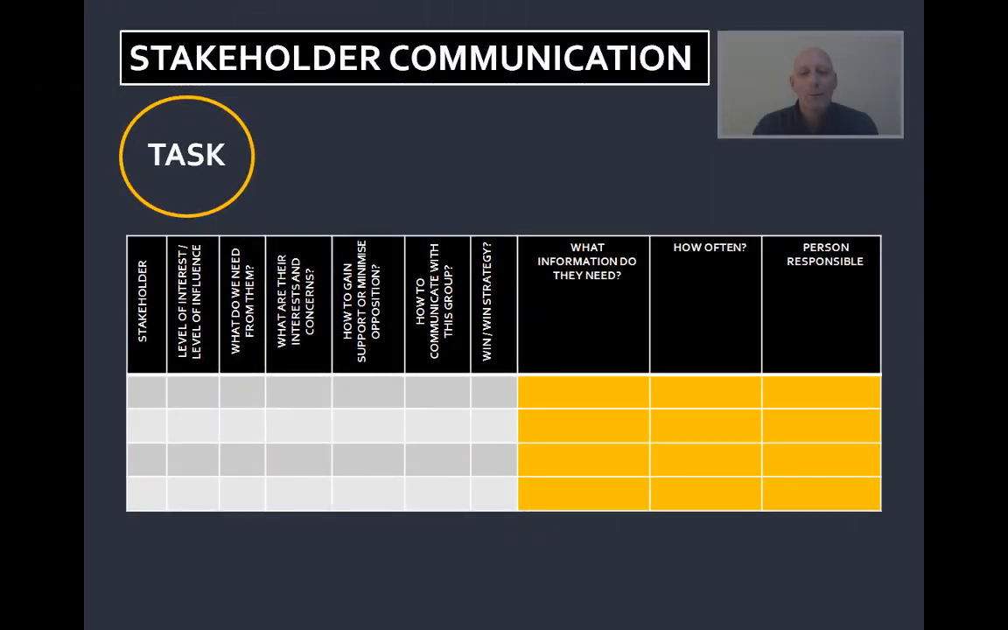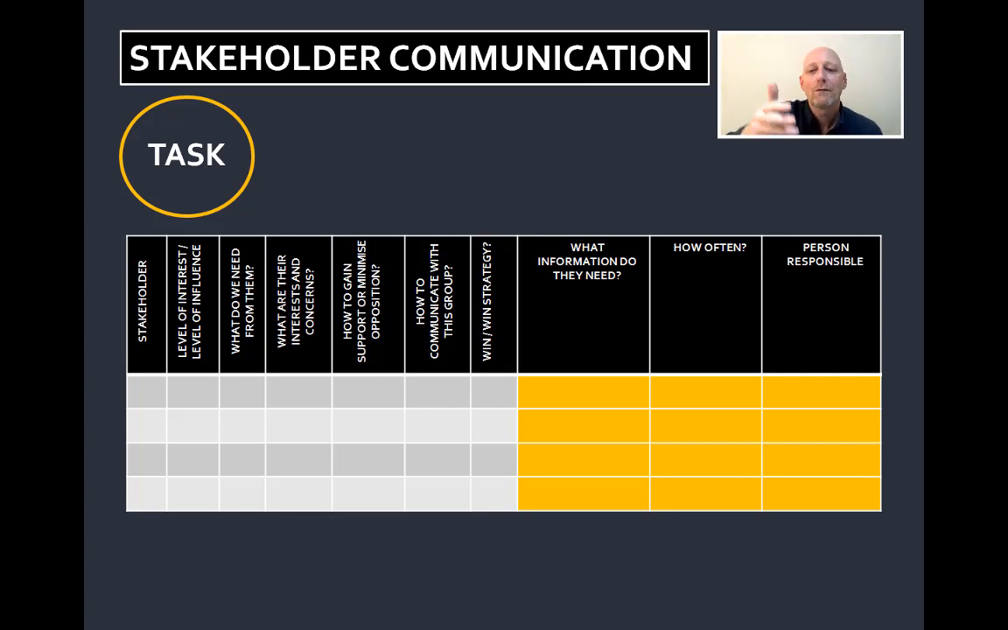We've already done columns 1 to 7. Notice column 6 is about how to communicate with this group. That's where we can also put the medium of how we're going to reach them. And if you are going to use more than one channel, you can add another channel of communication in column 6. The win-win strategy may sound very similar to how to communicate. Maybe your communication channel is the win-win strategy.